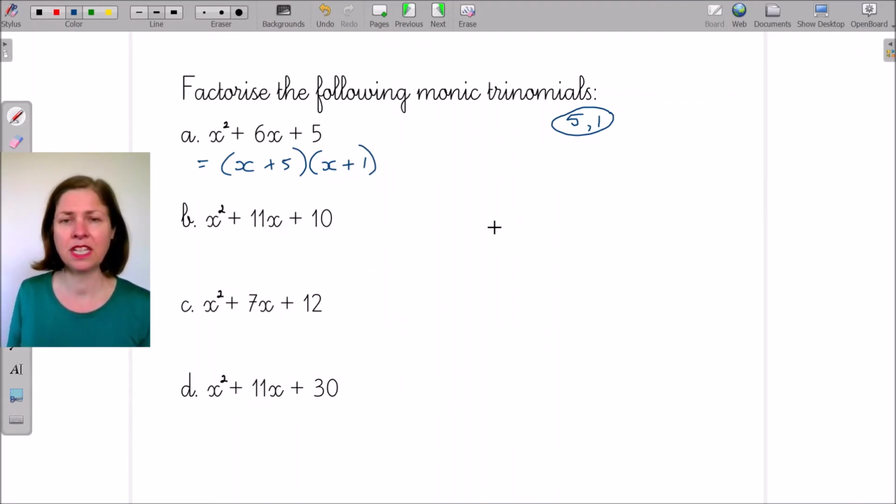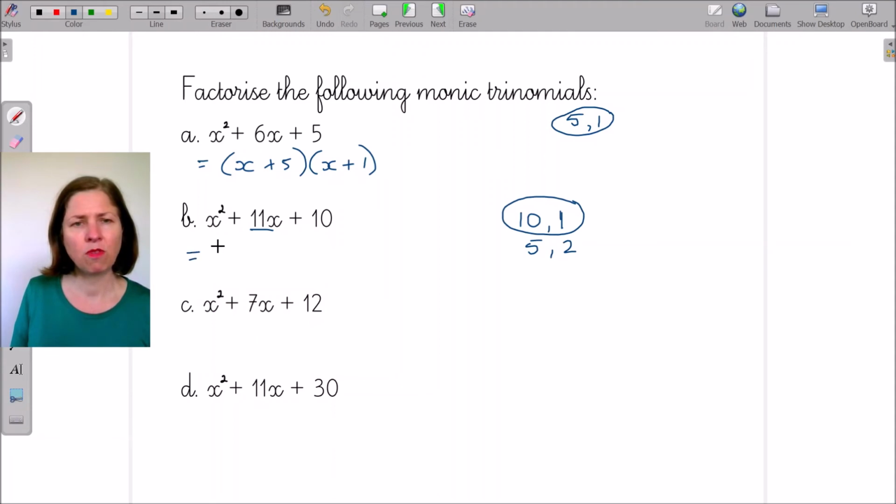All right, here's 10 again. Not again, we haven't done 10 yet. 10 times 1 will make 10. And it's really important that you remember that 10 and 1 are a factor pair of 10, and also 5 and 2. Which of these add up to 11? It's the 10 and the 1. So I write it as x plus 10 times x plus 1.